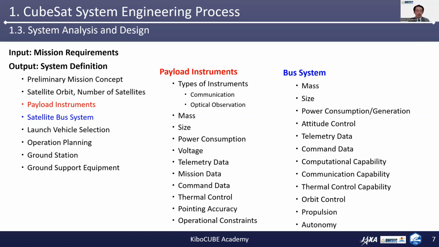As for the bus system, we need to define the allowable mass, size, power consumption and generation, actual control, telemetry data, command data, computational capability, communication capability, thermal control capability, orbit control, propulsion, autonomy, and so on. I hope this helps you understand there are such a wide range of different engineering aspects to be discussed when designing a spacecraft, even if it's very small in size, such as a CubeSat.